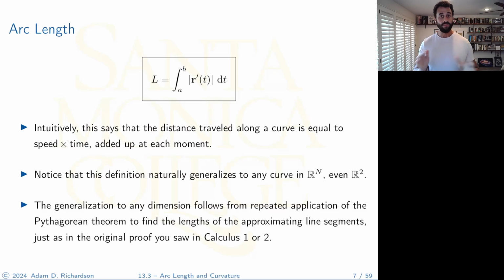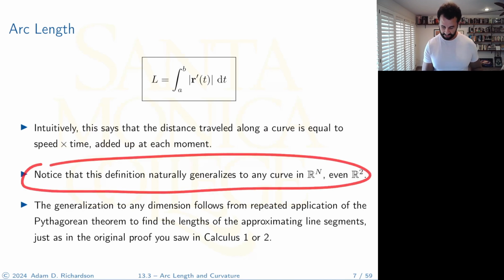So what's nice is to think about this intuitively as well. This is a nice representation because remember, r prime is basically your velocity, right? It's the tangent vector. So it's telling you where the curve is going and how fast. Well, taking the absolute value just gives you the speed all on its own. So really what you have here is speed times time, and you're adding up speed times time at each moment. Well, speed times time is distance, so it's how far you've gone, right? That's what this is really saying. Take the speed, multiply by the time, you get the distance, add up all those distances from A to B at every moment, and you get the total distance, the total length.